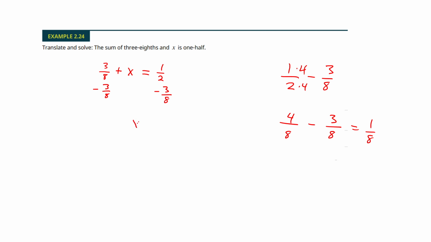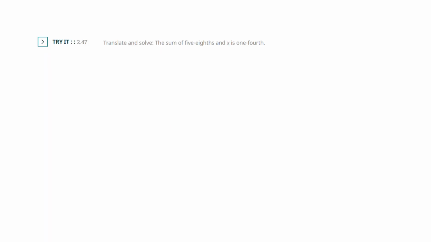Okay, so I get x is 1/8. The sum of 5/8 and x is 1/4. Well, I want to know what x is, but I'm allowed to just subtract away that 5/8 so I can get this all alone.